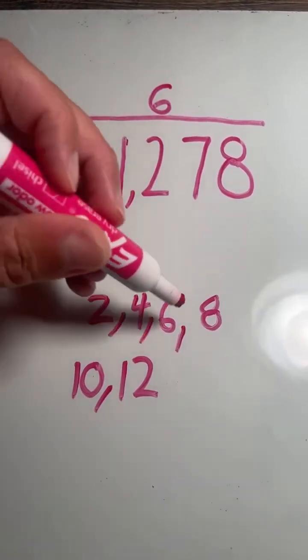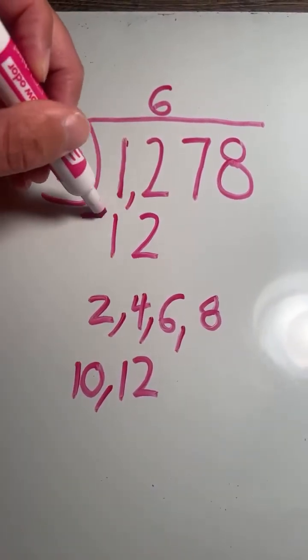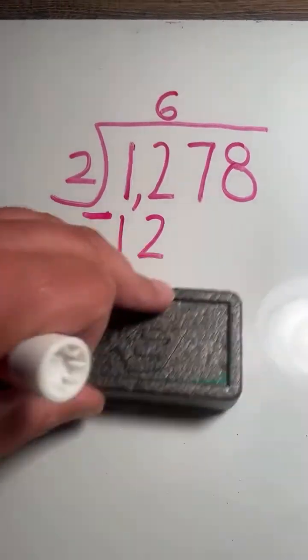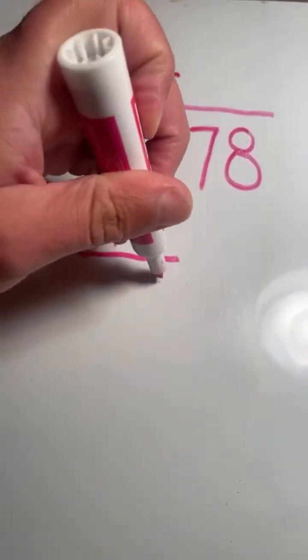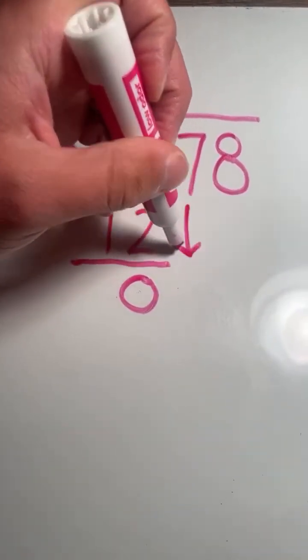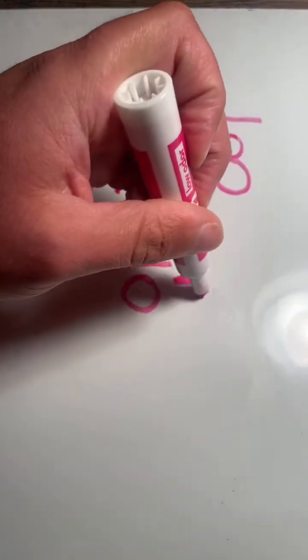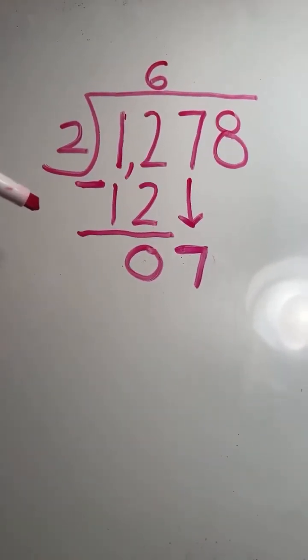Now, counting by 2s, I actually landed right on the number 12, so I'm going to do 12 minus 12. And there's not going to be a remainder for this first one. 12 minus 12 equals 0, so no remainder so far. Next, I'm bringing down the 7. I have a feeling there's going to be a remainder here, but we're going to count by 2s, see how many groups of 2 go into 7.